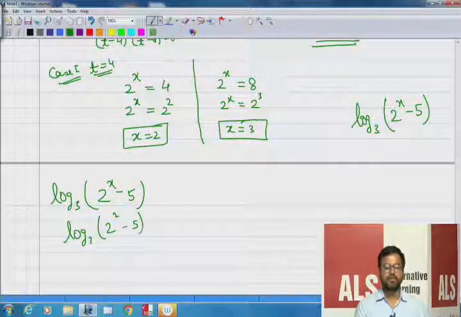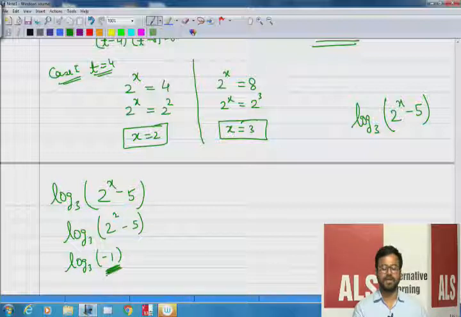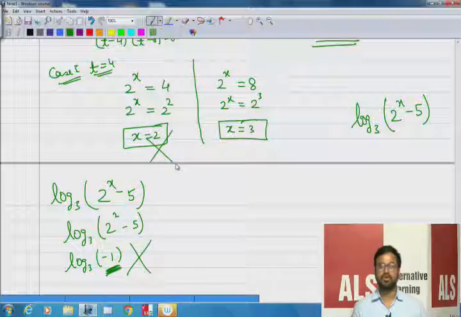this will become 2 power 2, which is 4. 4 minus 5 is minus 1. So log of minus 1 to the base 3, since this number is coming out to be negative, it means this is not defined. So it means we can't take x is equal to 2.